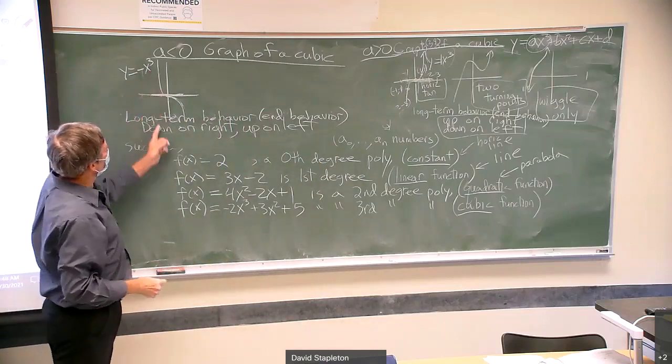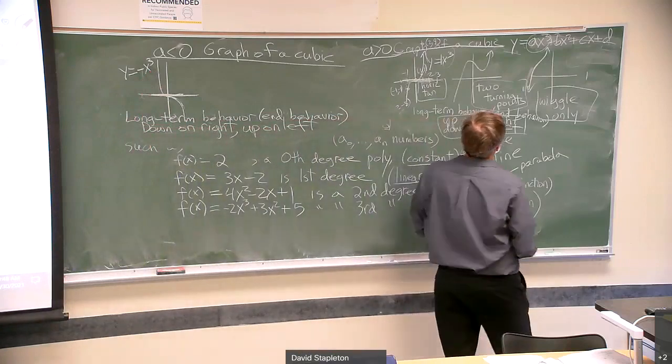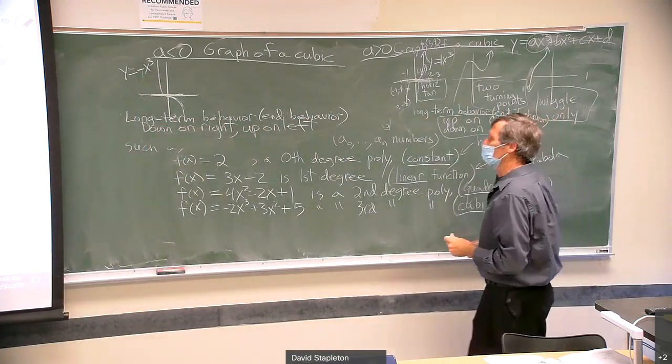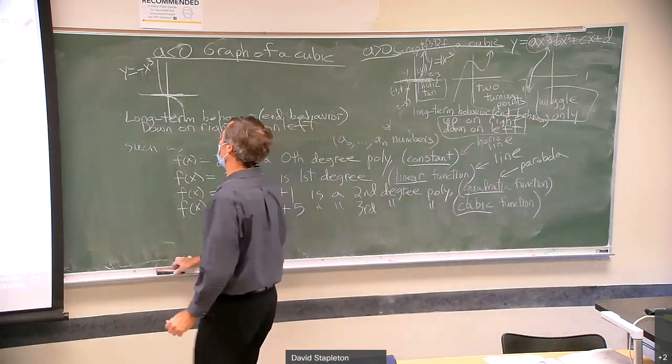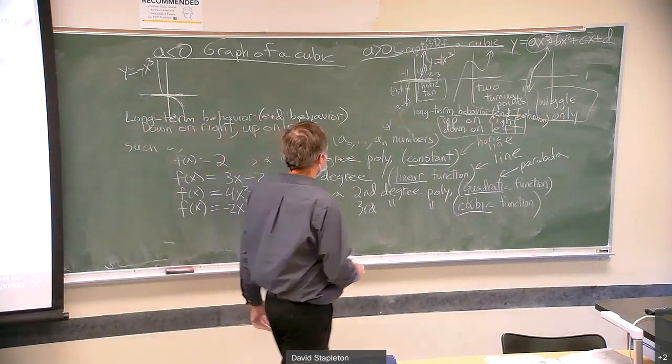If a is less than 0, it's down on the right, up on the left. If a is bigger than 0, it's up on the right, down on the left. And it's similar to parabolas. It's more complicated, but that's the idea.